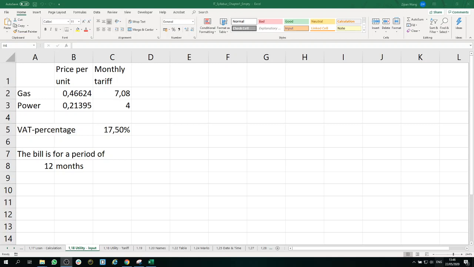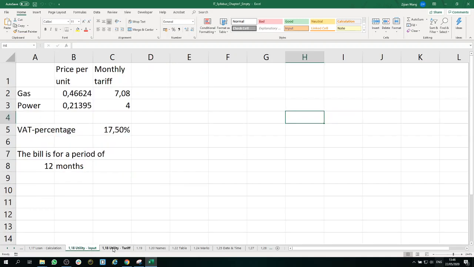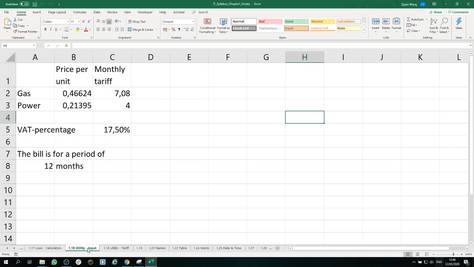First, I have already created 2 for you in this video to save some time. One is called utility input and the other one is called utility tariff. Please follow the instructions on the syllabus and create these 2 by yourself. Feel free to pause this video to first get these 2 sheets ready. And now we are back.